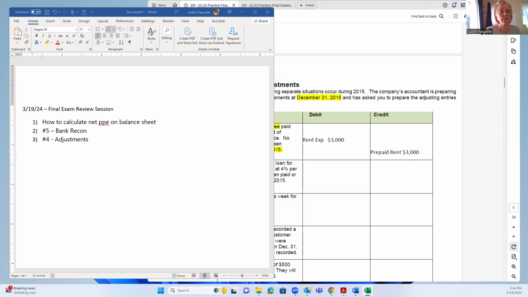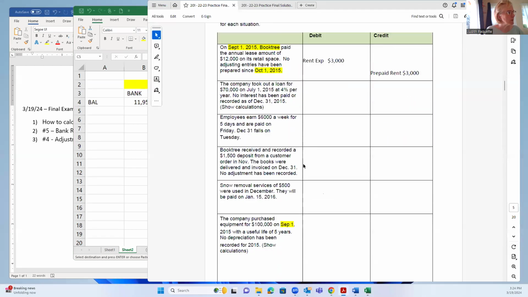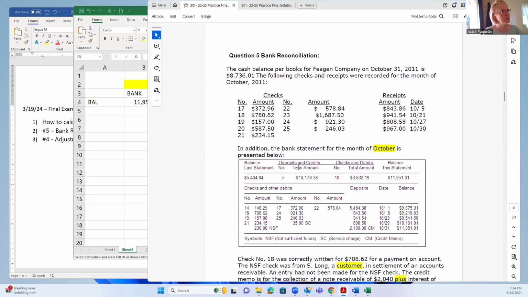Hold on. I have the full solution, but I like to walk through it. Okay. All right. Can you guys see Excel? Yep. Okay. So if you look at the Fagan problem, I don't know how you pronounce that, but looks like Fagan. The cash balance per books for Fagan Company on October 31st is $8,736.01. So that's what we start with.